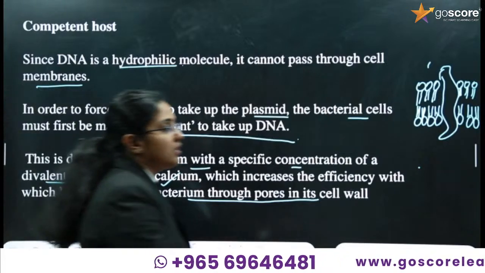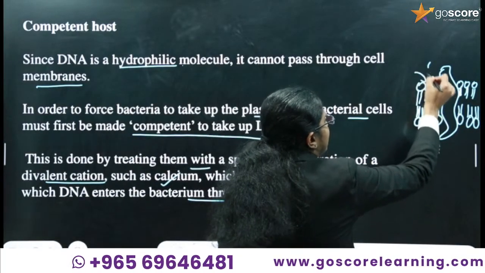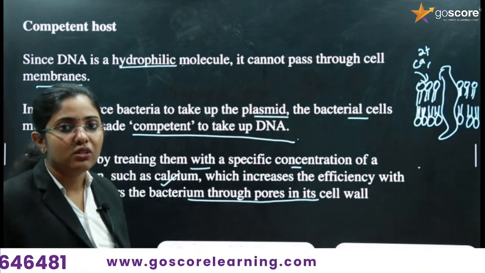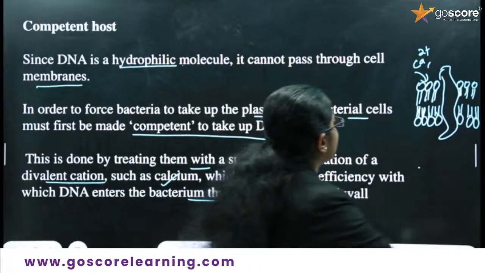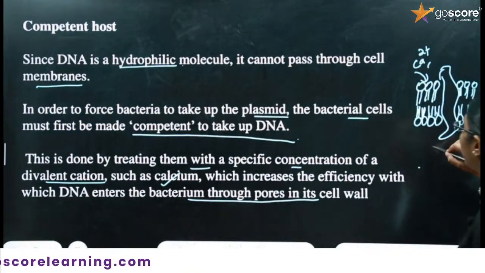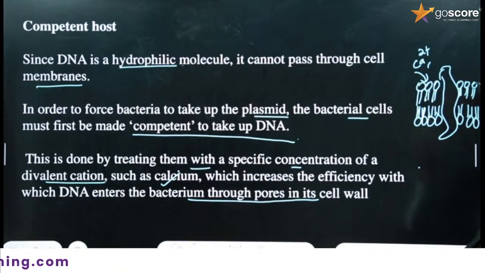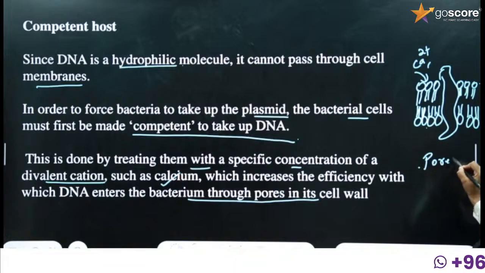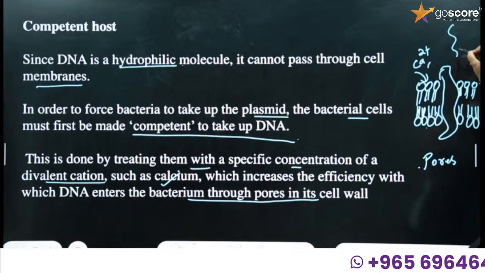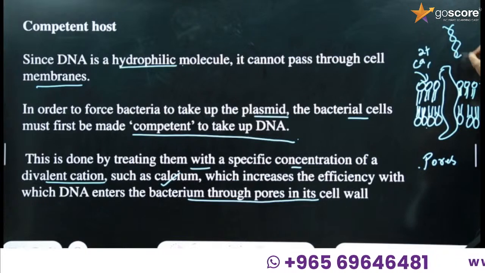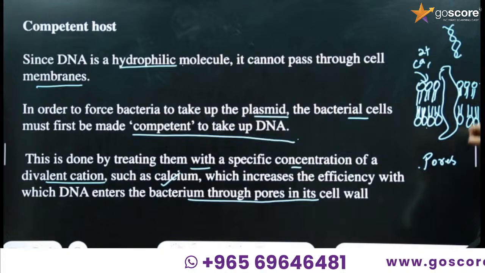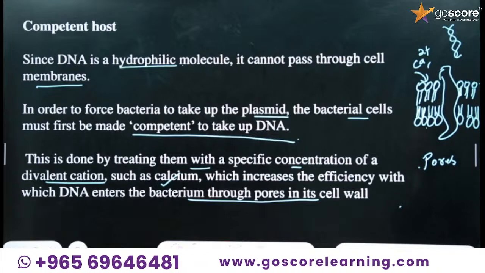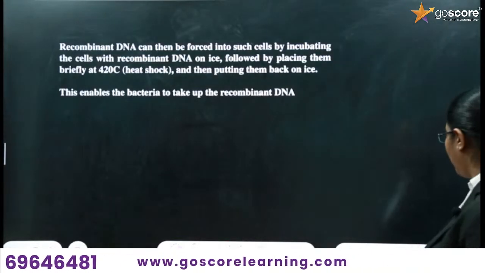When this is the cell membrane, it is treated with calcium, a divalent cation, Ca2+. When it is treated with this divalent cation, what happens? It increases the pore surface, the pores will be made. When pores are made, if DNA is present here, this DNA, or the plasmid, can move inside the cell. I think it is clear for you. Okay, when recombinant DNA.